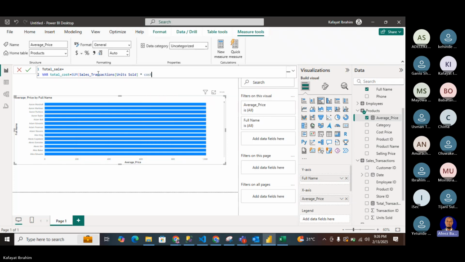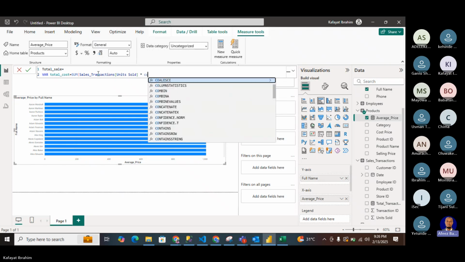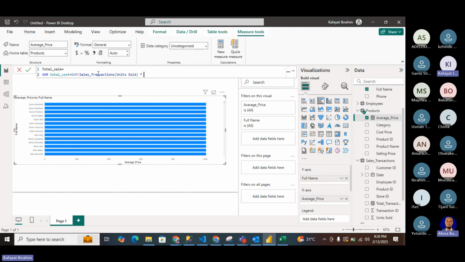So now you can see this cost price is coming from a product table, right? There is a relation, so you can use the RELATED function. Just type RELATED. Then the column, that is cost price. Is it cost price or selling price? Cost price to get the total cost. You can call the table first, which is products.